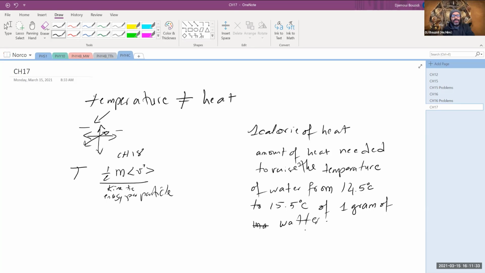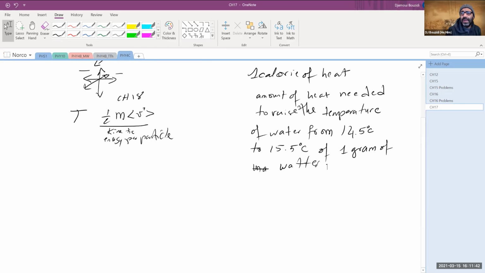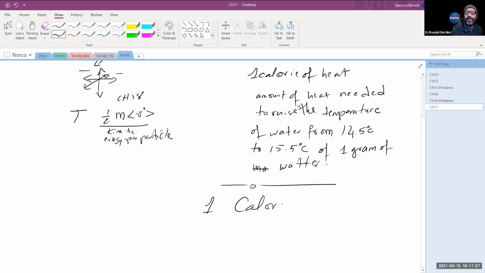So the amount of matter matters, really. The amount of water in this case matters. So if instead I did not bring 1 gram, but I brought 1 kilogram, then I'm going to just redefine my units. That's all. So if instead I have 1 kilogram, then I'm going to call that, by definition, 1 Calorie.